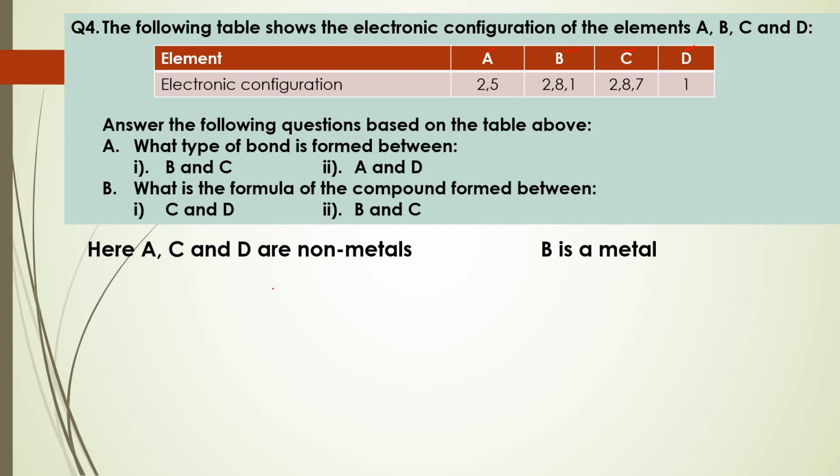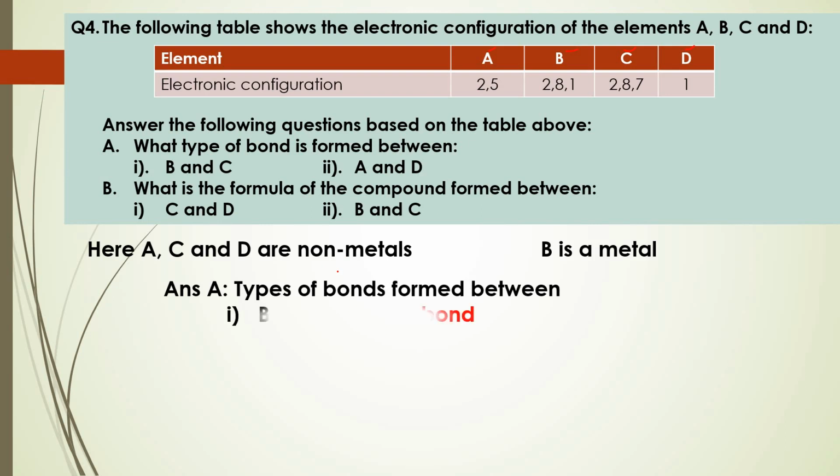So question number A1, what type of bond is formed between B and C? B is metal and C is non-metal. So between metal and non-metal, what type of bond is formed? Ionic. So the type of bond formed between B and C is ionic bond. Next question, bond between A and D. A is non-metal and D is also non-metal. So between non-metal and non-metal, what type of bond gets formed? Covalent bond. So A and D form a covalent bond.